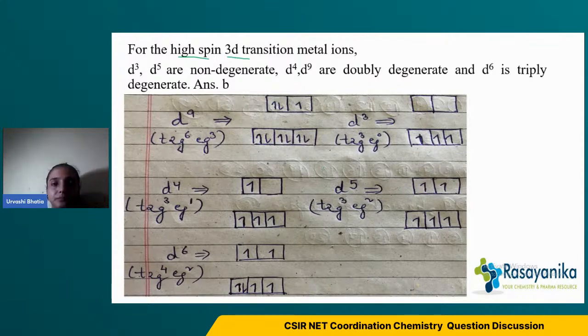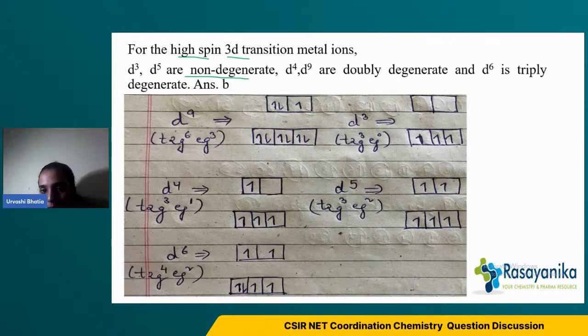Sorry, this is the configuration of the ions. This is how we do it, t2g and eg that we had seen in the earlier slide. d3 and d5, they are non-degenerate. You can see d3 and d5. Here it is symmetrically filled, right? Yes, it is symmetric. This configuration is symmetric.